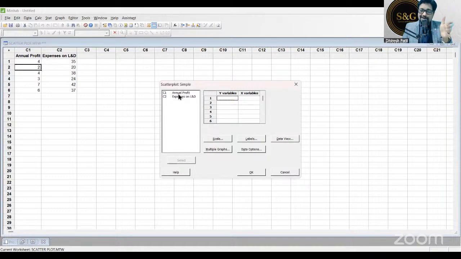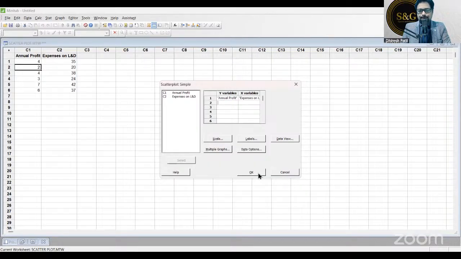Just come on the left hand side. Just double click on annualized profit. Double click. It will get selected. Now it has come to the X variable. Just double click on expenses on L&D. That's it. So it is so simple, done. Go to graph, select scatter plot. Simple by default has been selected. Just click on OK. This window will appear. Select annualized profit as output and expenses in the X variable. And just click on OK.